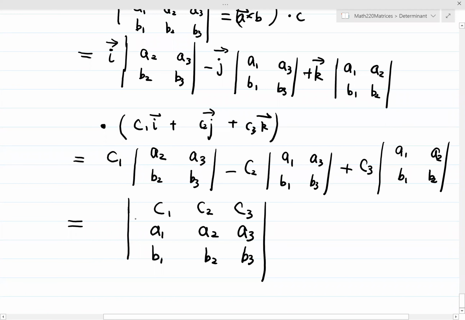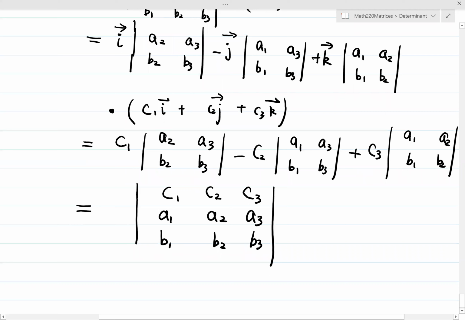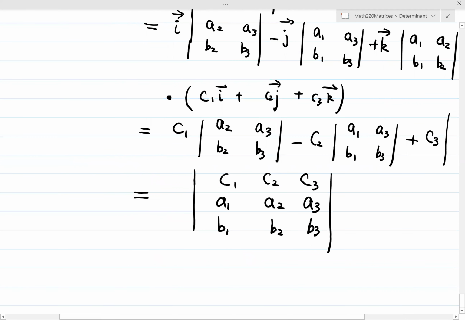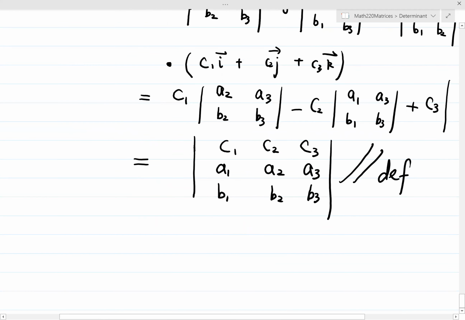So this is the 3 by 3 determinant by our definition. If we have any 3 by 3 determinant, then we actually get this as the definition. So we just go backwards. We define a 3 by 3 determinant using 2 by 2 determinants. This is how we define the 3 by 3 determinant.